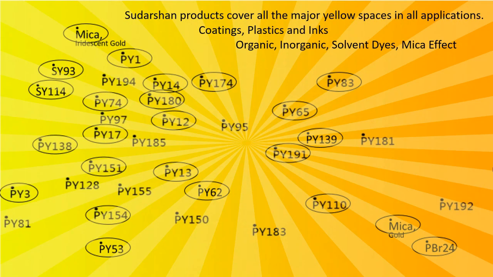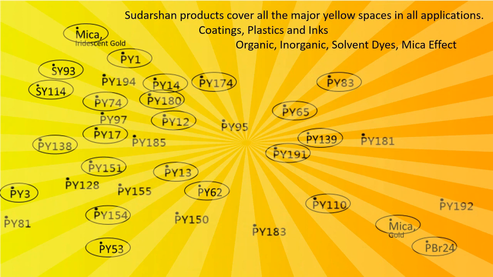Just to give you a feel for the yellow color space, typically when we talk about yellow, we talk about a green shade or a red shade. This just gives you a feel for some of the color indexes that are typically used in the various application areas and where they fall in terms of that red shade, green shade space. What I have here on this slide is a number of color indexes, both organic, inorganic, solvent dyes, and some mica effects, and where they fit in with respect to green shade to red shade.